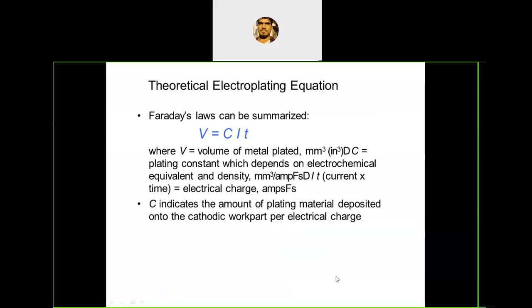So this is one theoretical equation, Faraday's law. I think you have heard of Faraday's law. That is V equals C by E. The process operates on this equation.